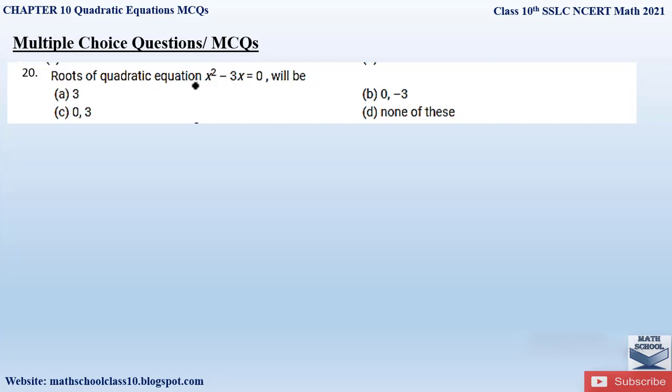Roots of a quadratic equation x square minus 3x equal to 0 will be. So here we have to find out roots of this given quadratic equation. So again, you can use the three methods, that is the factorization method, completing the square method, or by using the quadratic formula. Here you can observe that you should most probably try to use the quadratic formula whenever this kind of question is asked, because that is the easiest and a quick method to find out the roots.